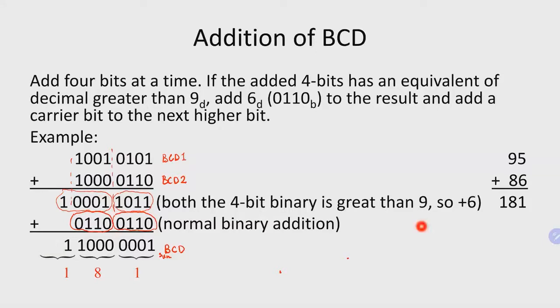Okay, so the steps are up here. We add 4 bits at a time, and if the result is greater than 9, we're going to add 6 to that result.